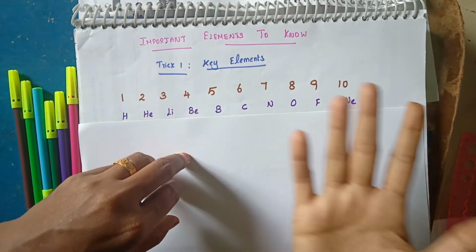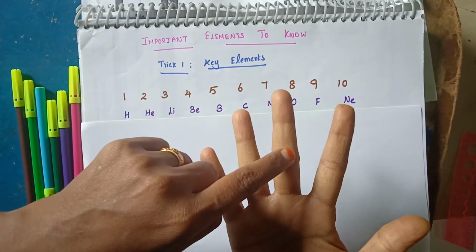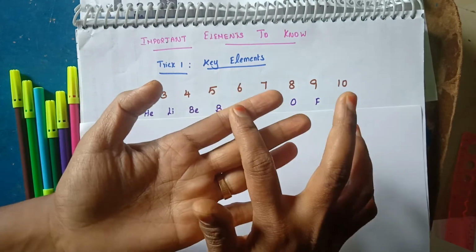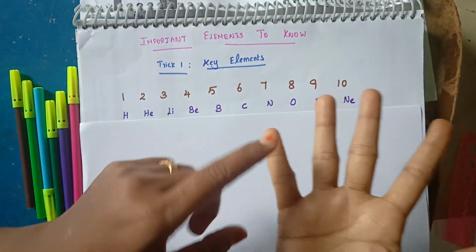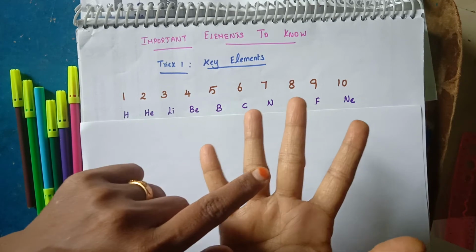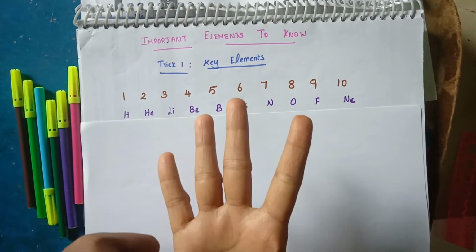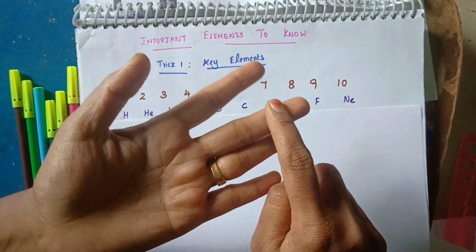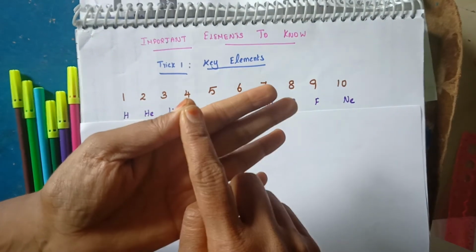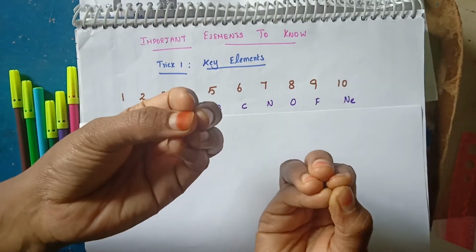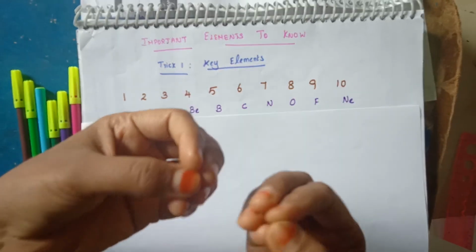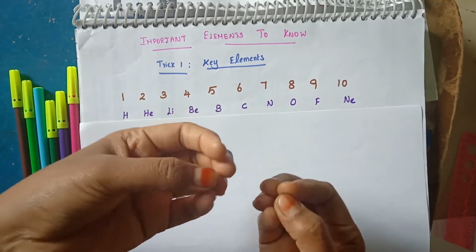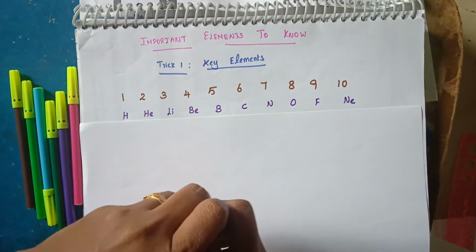See here. 1, 2, 3, 4, 5, 6, 7, 8, 9, 10. Hydrogen, helium, lithium, beryllium, boron, carbon, nitrogen, oxygen, fluorine, neon. So 10 elements on the 10 fingers. There is no need to study the atomic numbers separately. Why? Because the serial number is itself the atomic number of the element.